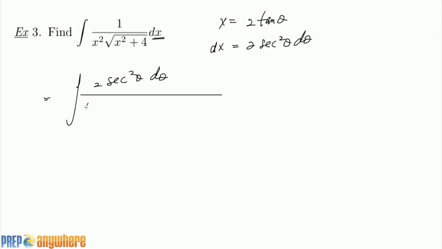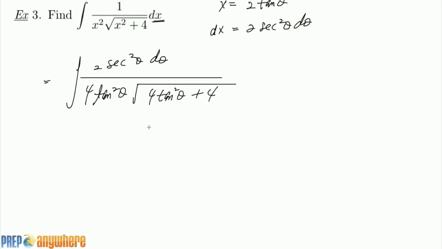X squared is 4 tangent squared theta, 4 tangent squared theta plus 4. Right, so we gotta simplify this as much as we can. So there's a 2 there. There's a 4 here, and see these two 4 can come out as a 2, right? Okay.